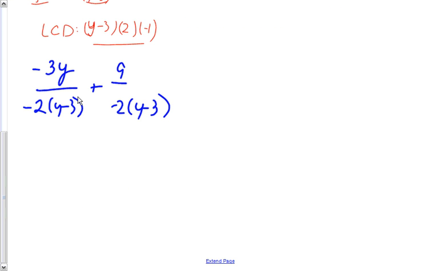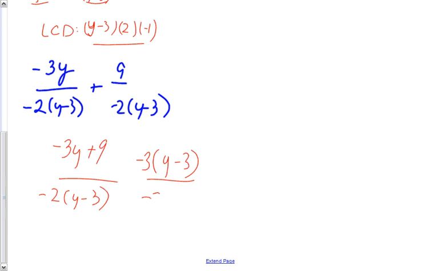So now all we have to do is add the tops. If we do that, we get negative 3y plus 9, all over negative 2 times y minus 3. We're not done. We just have to see if it reduces. Remember, don't change the denominators, just keep them the same. If I factor out a negative 3 out of the top, I have y minus 3. And the bottom is negative 2 times y minus 3. Which is nice because these things cancel. It's negative 3 over negative 2, which is just 3 halves.